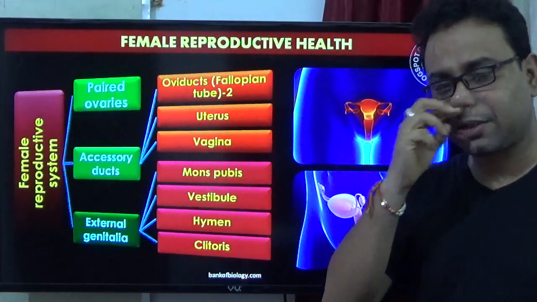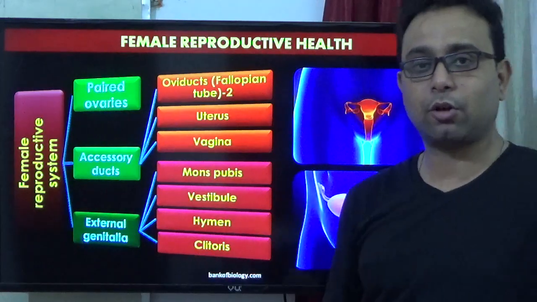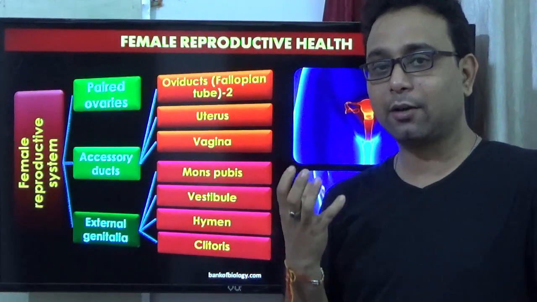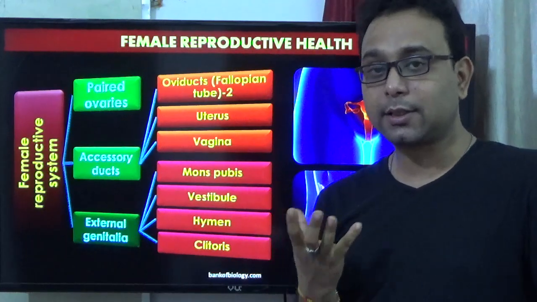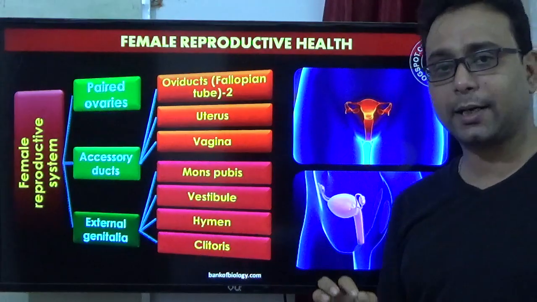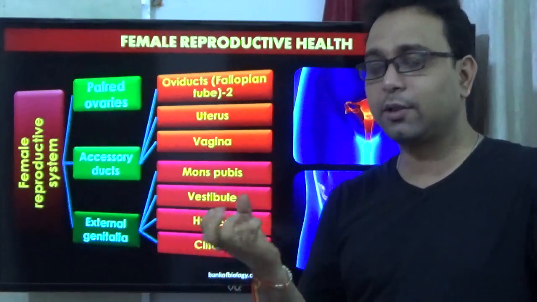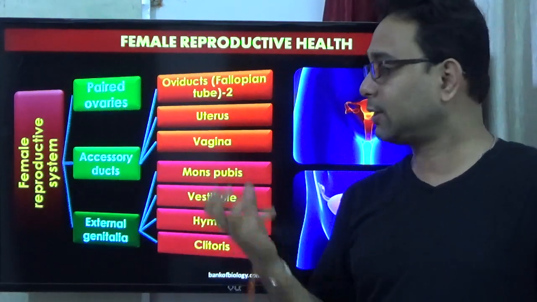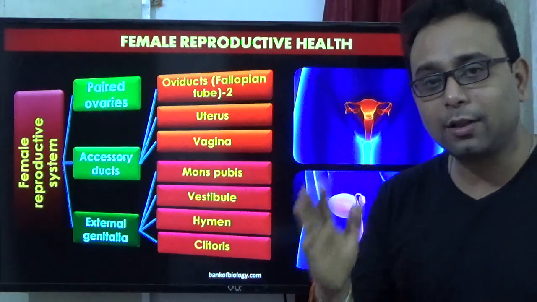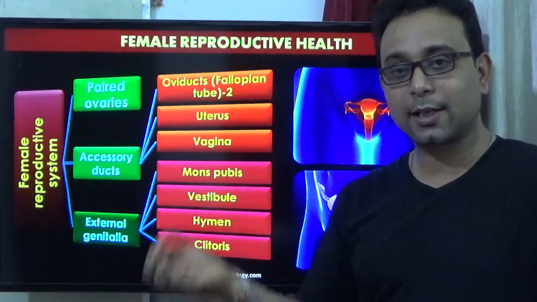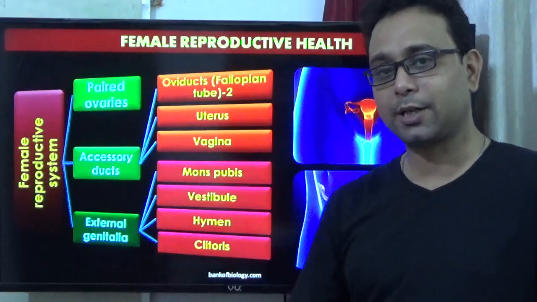Another most important organ is the uterus, also called the womb, where the child grows. That is the uterus. And the vagina is a most important part. It is the site for receiving the sperm, so it takes an important role in sexual intercourse. All these three parts are the accessory ducts helping sexual reproduction.